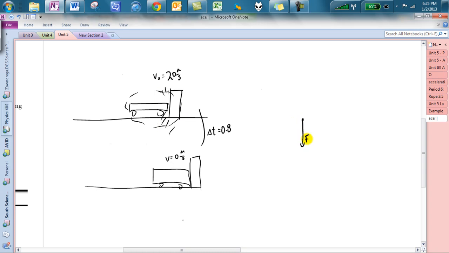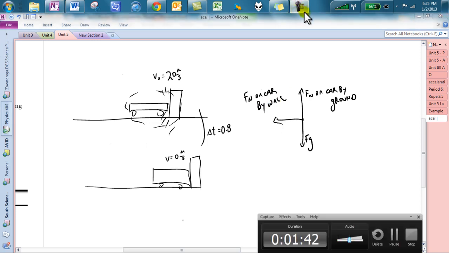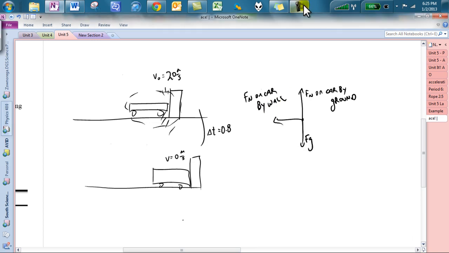So I just kind of draw out the picture, then I'll draw out my force diagram, and you'll notice that my force diagram has Fg, Fn on the car by the ground. And during the collision, you'll notice that there's an Fn on the car by the wall. So these are the different pieces here, and the first thing I notice is that whole force is my net force in my force diagram.